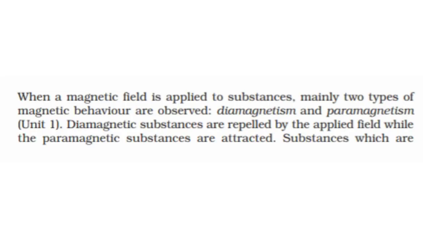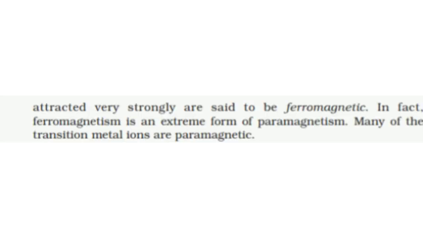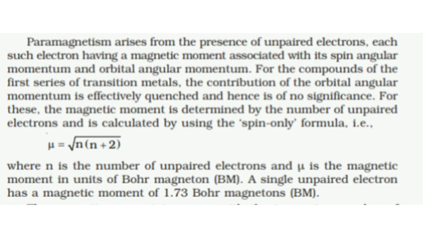8.3.9 Magnetic properties. When a magnetic field is applied to substances, mainly two types of magnetic behavior are observed: diamagnetism and paramagnetism. Diamagnetic substances are repelled by the applied field, while paramagnetic substances are attracted. Substances which are attracted very strongly are said to be ferromagnetic. In fact, ferromagnetism is an extreme form of paramagnetism. Many of the transition metal ions are paramagnetic. Paramagnetism arises from the presence of unpaired electrons, each such electron having a magnetic moment associated with its spin angular momentum and orbital angular momentum.